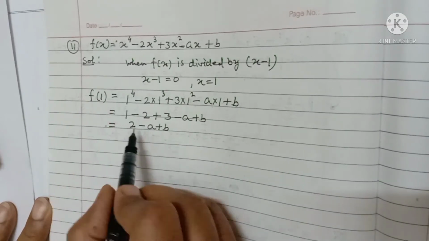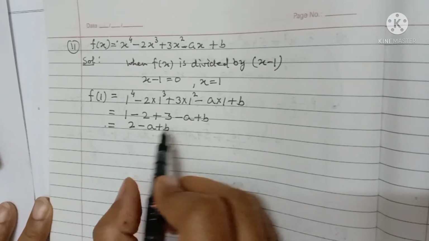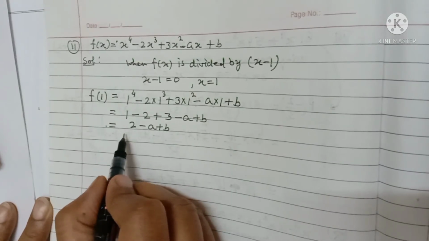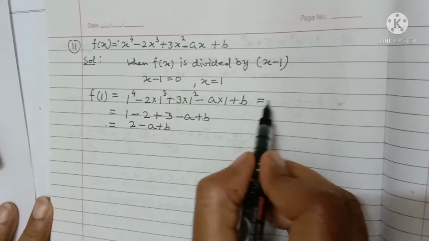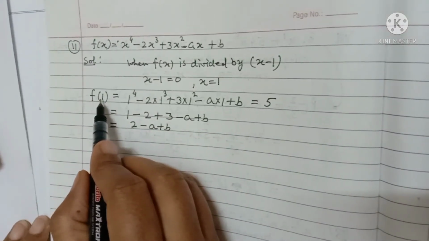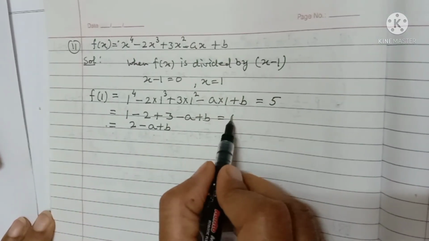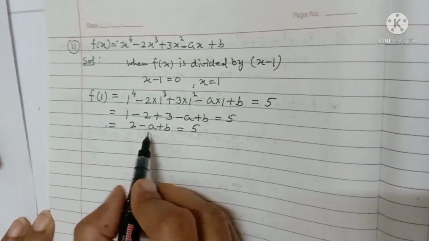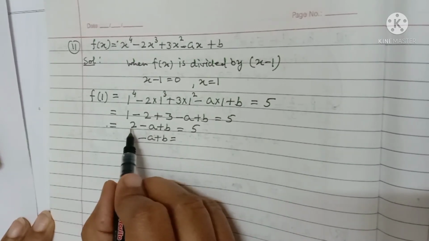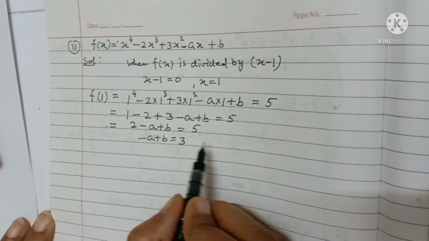f(1) is the remainder, and in the first case the remainder is given as 5. So equate: 2 minus a plus b is equal to 5, because it is the remainder at the value of 1. Now minus a plus b is equal to 5 minus 2, which is 3. This is the first equation.